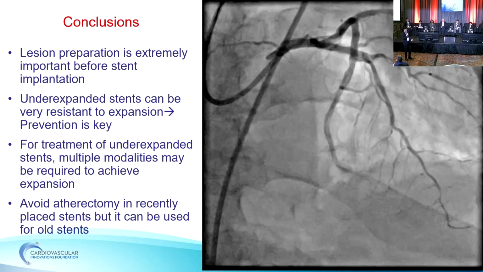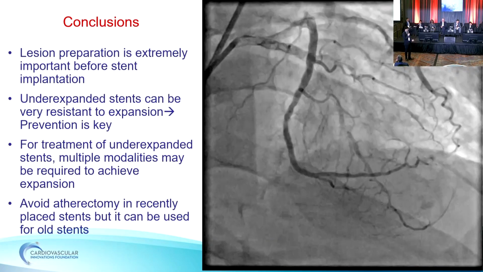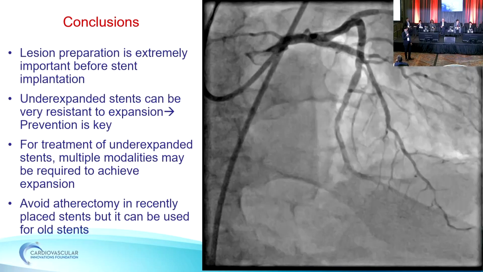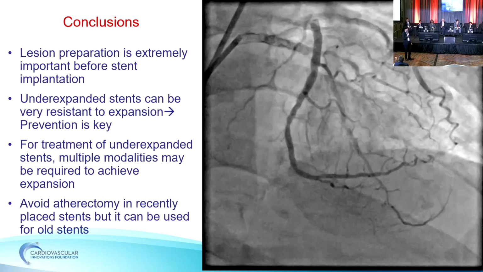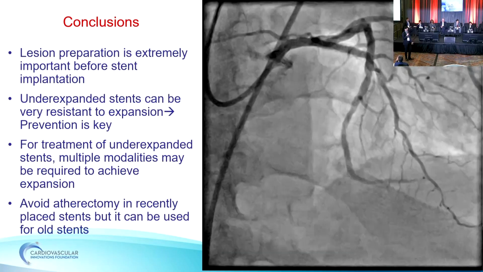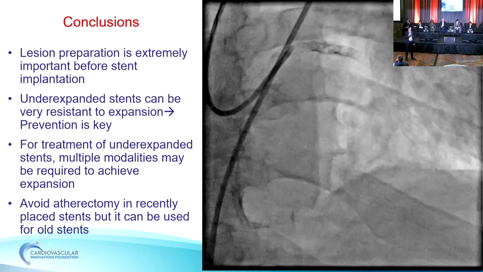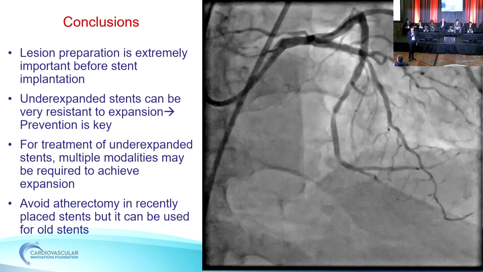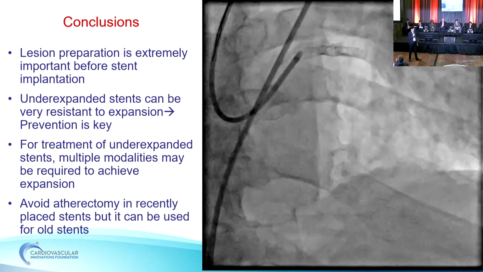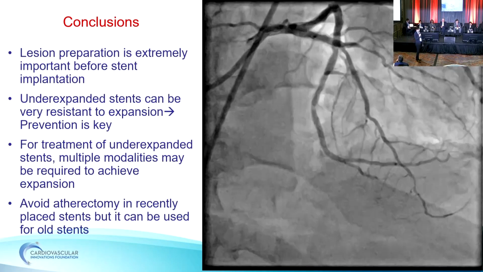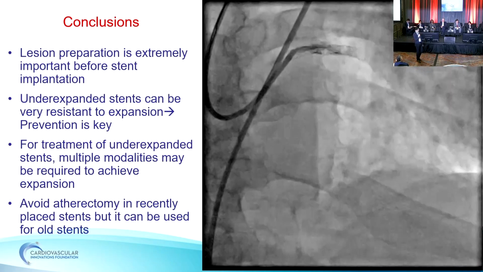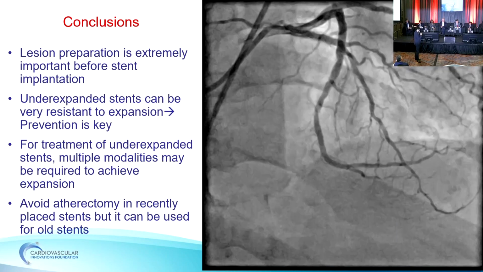So overall, lesion preparation is extremely important before stent expansion. Underexpanded stents can be very resistant to expansion. Prevention is key. For treatment of underexpanded stents, multiple modalities may be required, and avoid atherectomy in recently placed stents, but it can be used for older stents. And sometimes it can be very, very helpful, especially in these kinds of circumstances. Thank you.